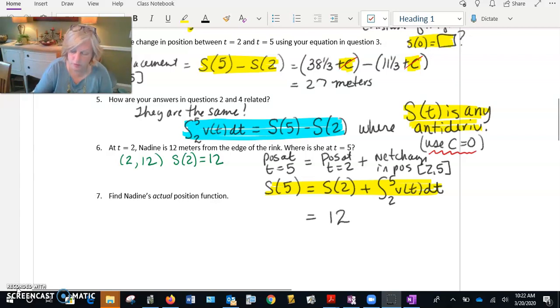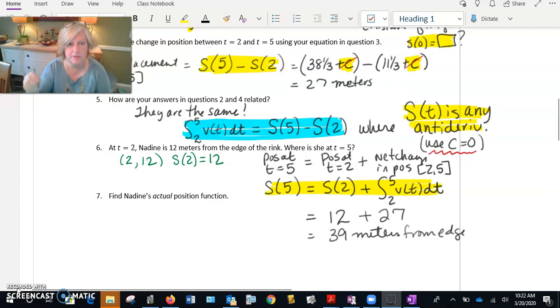All right, so we can answer the question that where she was at 2 is 12, plus her net change from 2 to 5, which was 27. So that would give us that she is 39 meters from the edge at that time.